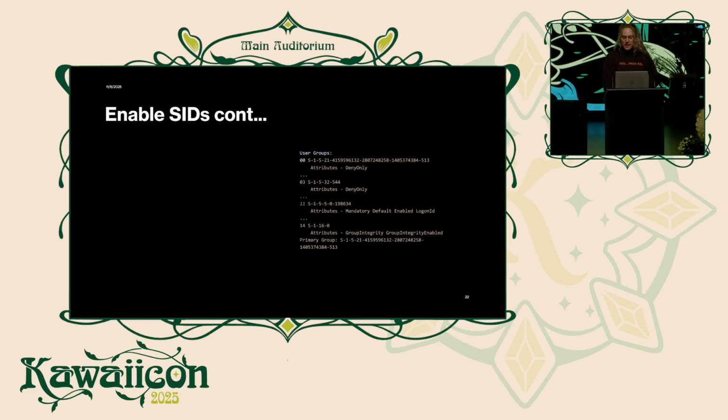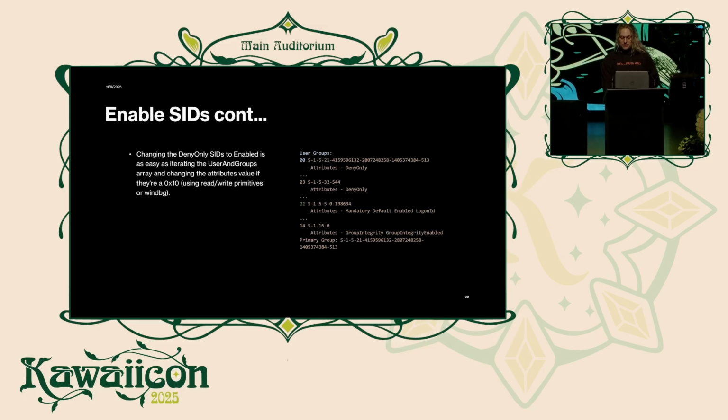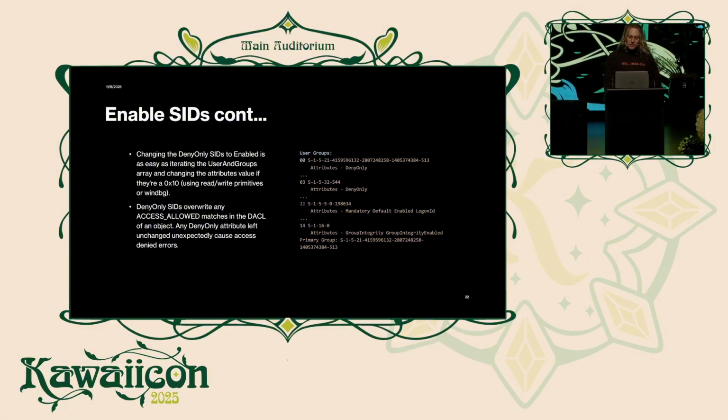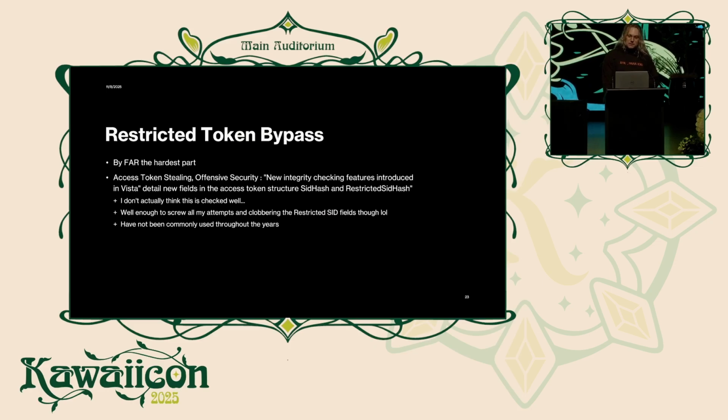All right, so let's go back to the token that we were looking at before. Here we can see there's a bunch of SIDs with attributes set to deny only, but we can enumerate that array and start changing them to be enabled using our read and write primitives or WinBag itself. Deny only SIDs are very troublesome because if they match any SID in the DACL of the object you're going for, it'll cause any other access allowed entries to be overridden and just give you a deny.